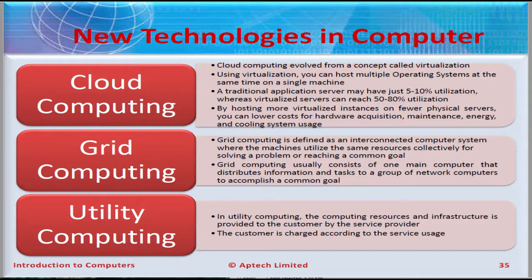Utility computing is where computing resources and infrastructure are provided to the customer by a service provider, and the customer is charged according to the service usage. This behaves like your water bill or electricity bill. The concept is basically the same. The more you use, the more you pay. The less you use, the less you pay. It's a pay-per-use service. Let's look at the details of each of these.